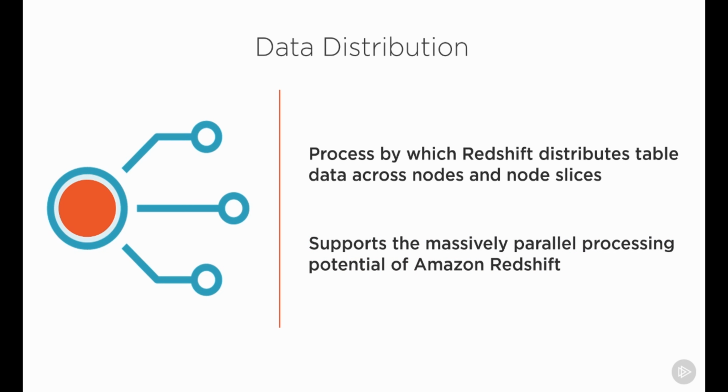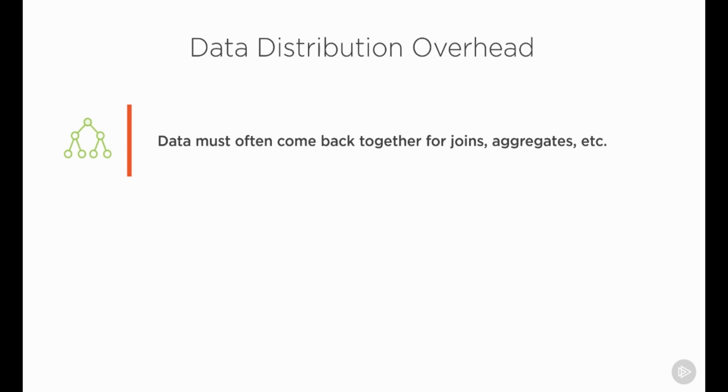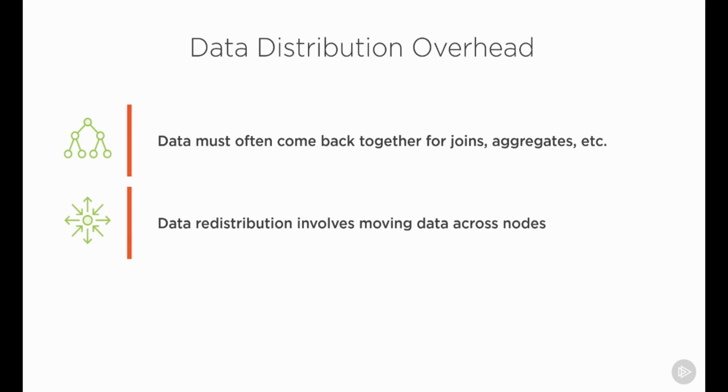At the end of the day, however, sooner or later, that data is going to come back together in the form of joins and relationships or aggregates. In other words, data may have to move between nodes during a step known as data redistribution. And this is where having the right distribution style makes all the difference.